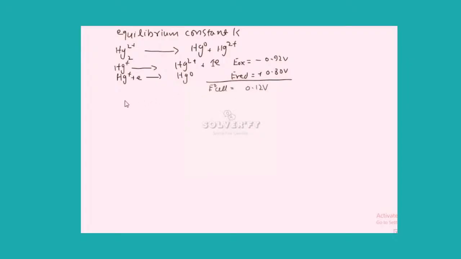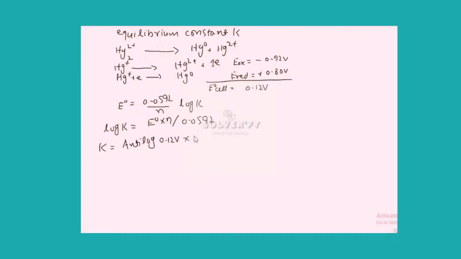Now to calculate K, we know that E naught is equal to 0.0592 divided by n times log of K, where log of K is equal to E naught times n divided by 0.0592, or K is equal to the anti-log of E naught times n divided by 0.0592. The value of E naught is equal to 0.12 volt multiplied by n.